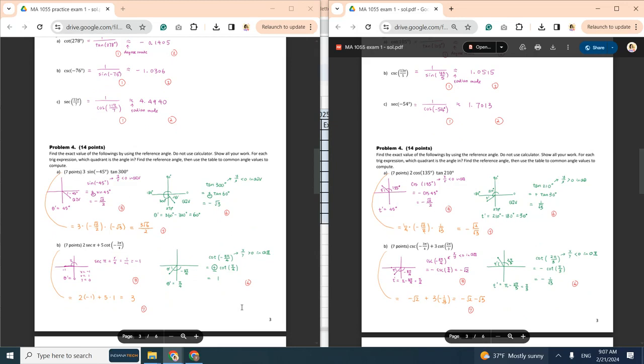X over r. What is tangent? Y over x. And depending on the different quadrants, you might get positive or negative.